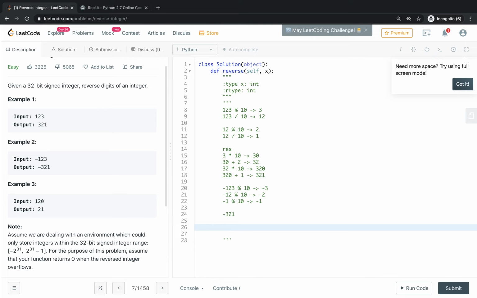All right, so actually there are a couple things I wanted to point out. Modulus of negative numbers and division of negative numbers. And this is something that's specific to Python 2, which is what we're working in.